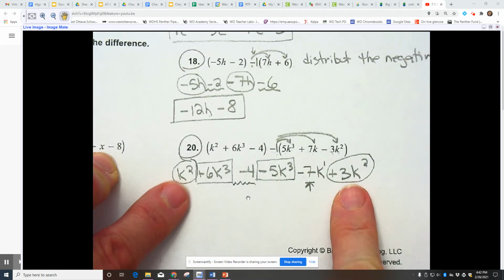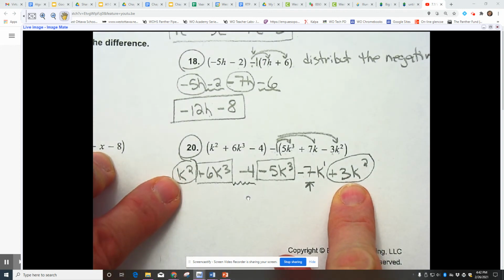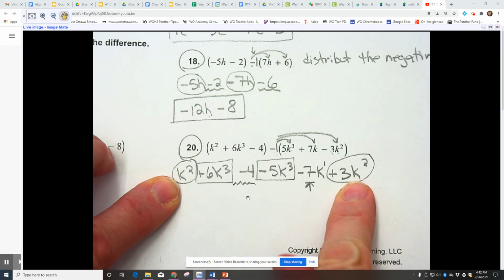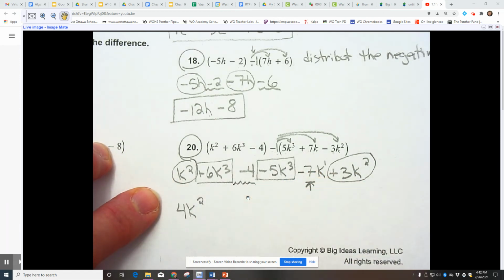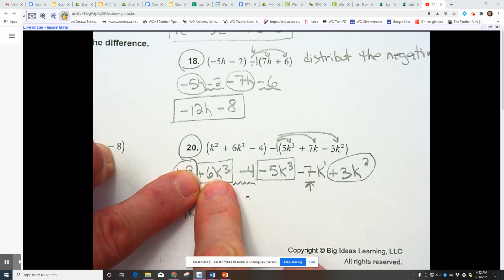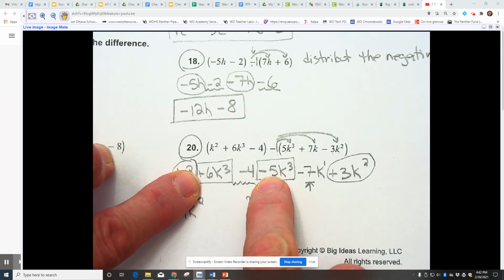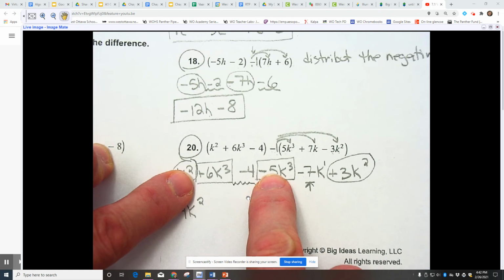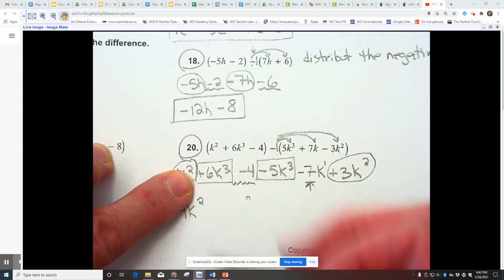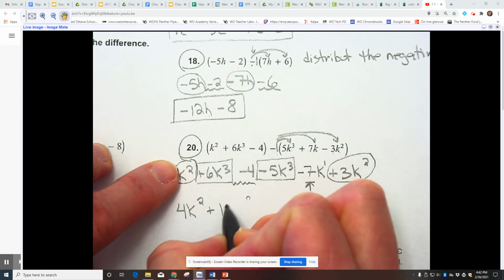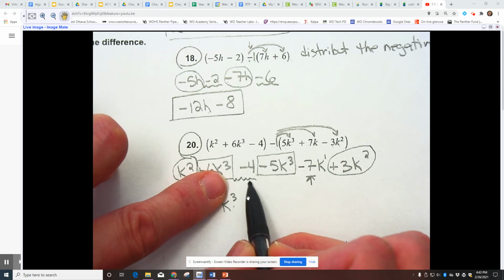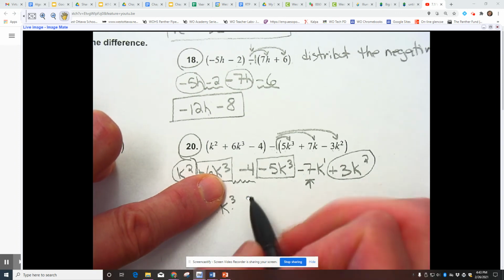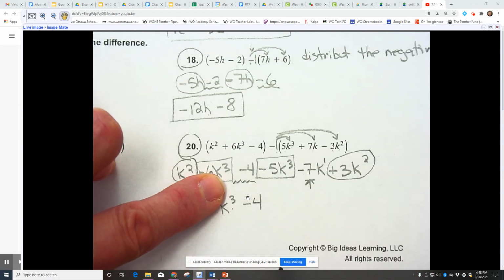Okay, let's combine our circles. 1k to the second power plus 3k to the second power gets me 4k to the second power. 6k to the third minus 5k to the third. 6 minus 5 is 1k to the third. Remember, you don't need to write that 1. Invisible 1k to the third. Squiggly underline, I only have one of those, so copy that negative 4.